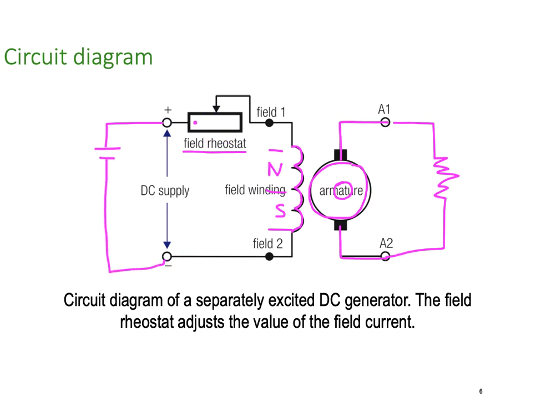And if we have a resistor in series, therefore we can vary the amount of current that flows through the inductor. Therefore, we can control how much magnetic field there is going to be across where the armature is spinning. So this is going to give us the ability to actually determine what the voltage out will be by controlling the field current through this field rheostat or variable resistor.